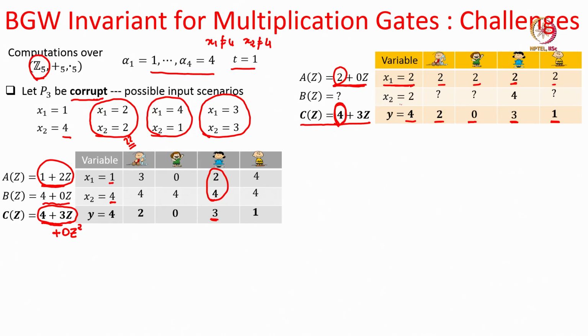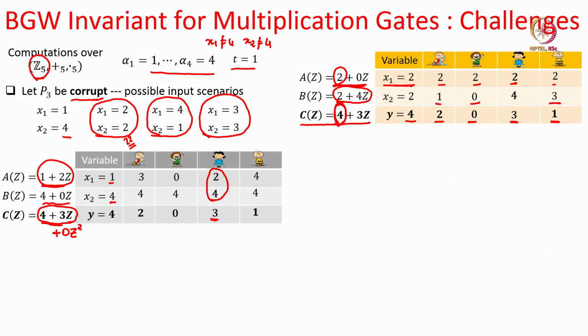Now, it is quite possible that x2 was 2, namely the input of the second party was 2, and the second party has given 4 as the share to the third party, provided his sharing polynomial was 2 plus 4z, in which case P2 should have distributed the shares 1, 0 and 3 to the first, second and fourth party respectively.